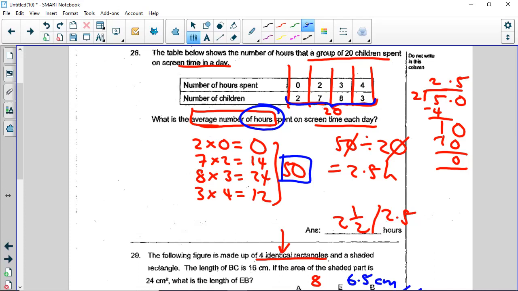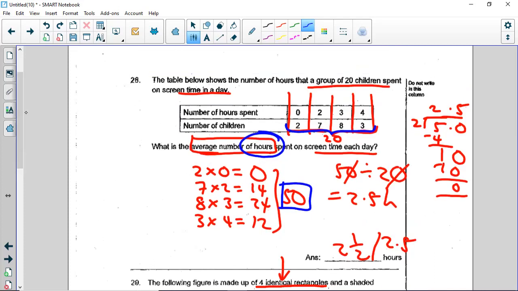In fact, you're not correct, because the table shows what the group of 20 children spend watching in a day. We don't know how many days there are, but the table is talking about in a day. The question never says Monday, Tuesday, Wednesday, Thursday. So you cannot divide by how many days, because we don't know how many days. So you divide by how many children. Do you understand now? Yeah.